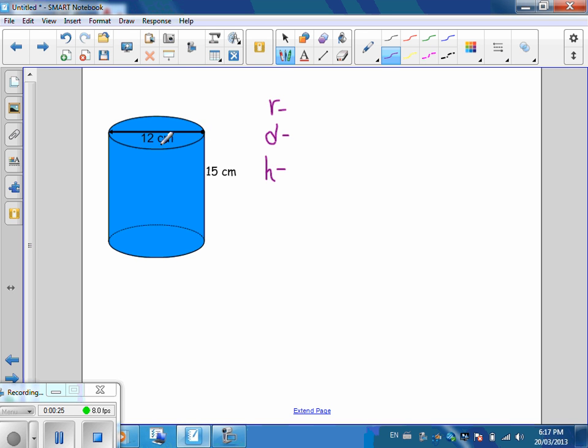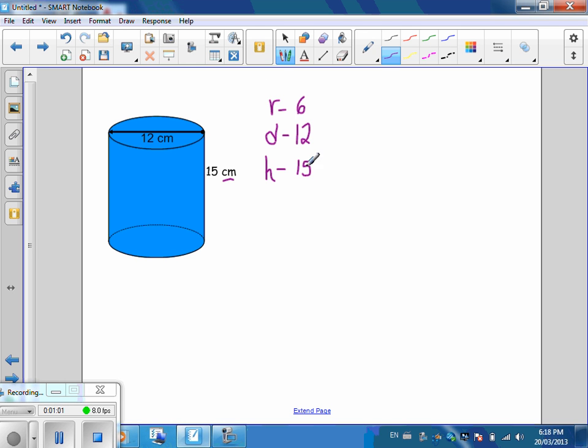In this diagram, you're told the distance from one edge clean across the cylinder to the other edge through the center. That is the diameter. Once you know the diameter, you know the radius, because the radius is halfway across the circle. So half of 12 is 6. As you can see, we're in centimeters, so these will all be considered centimeters. The height or the length, depending on how you look at it, of the cylinder, the distance from circle to circle, is 15.